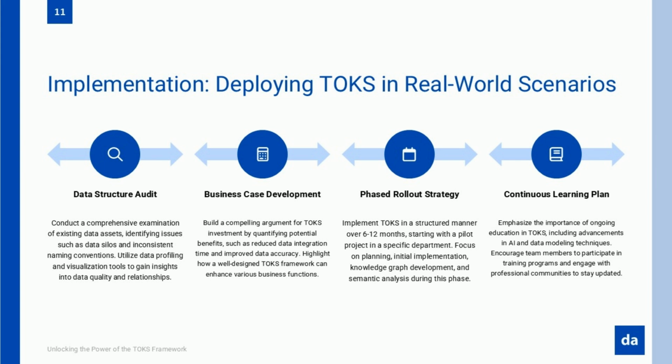Data migration is a critical component of TOKS implementation. This process involves mapping existing data structures to the new TOKS-compliant framework. It's essential to approach this task methodically, ensuring that data integrity is maintained throughout the transition. Organizations often employ specialized data migration tools and conduct thorough testing to verify the accuracy of the transferred data. This phase may also involve data cleansing and normalization to align with the new taxonomies and ontologies.